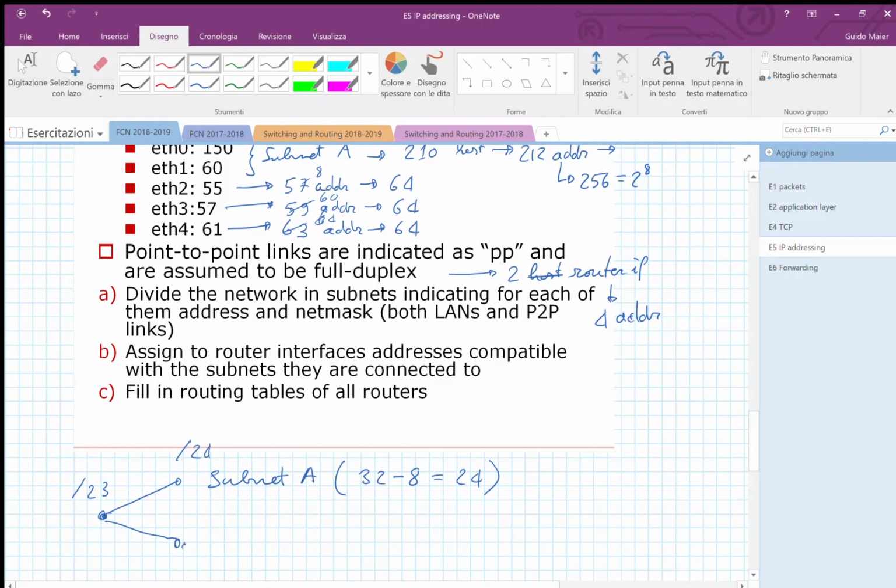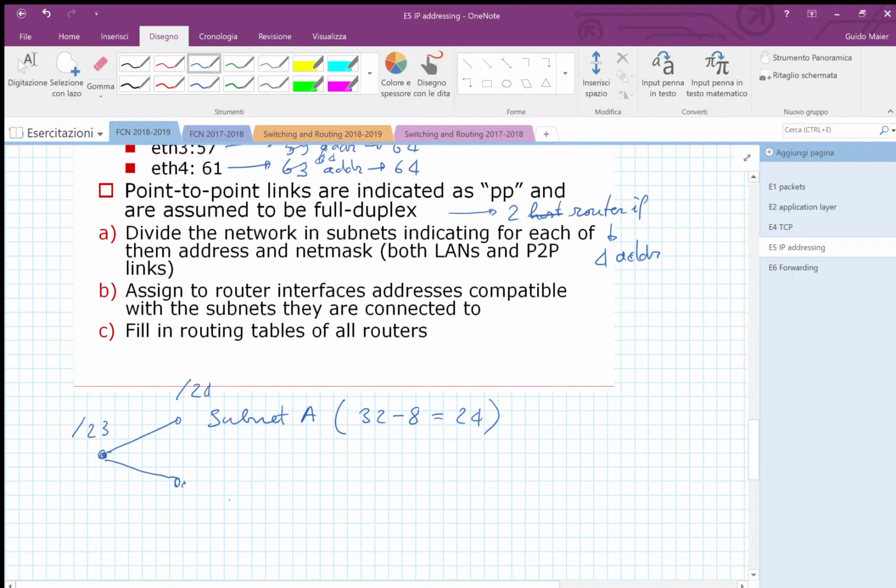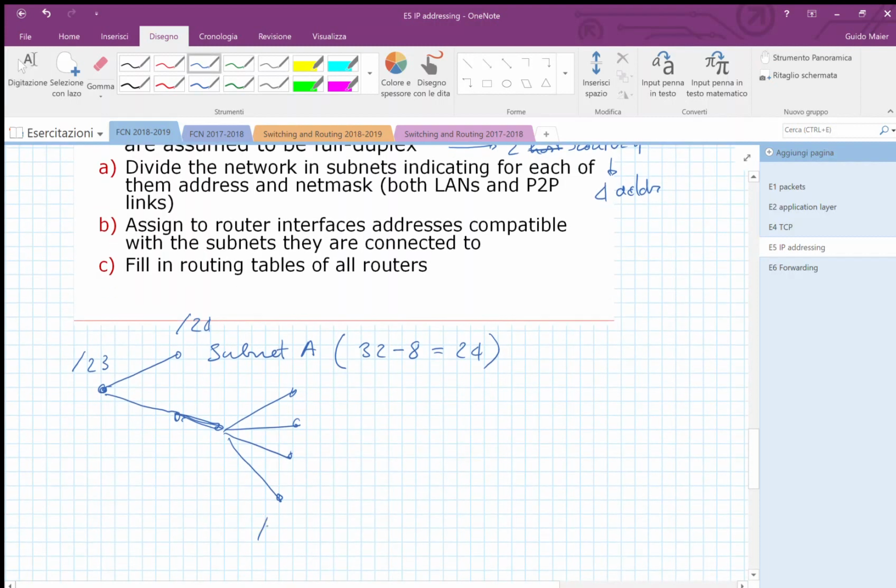So we have created another block, and we have to divide the other block again. And what happens if we divide the other block by extending the net mask by 2 bits? We create 4 blocks. Okay, that would be the /26.